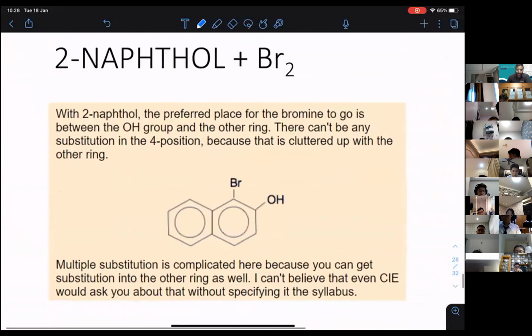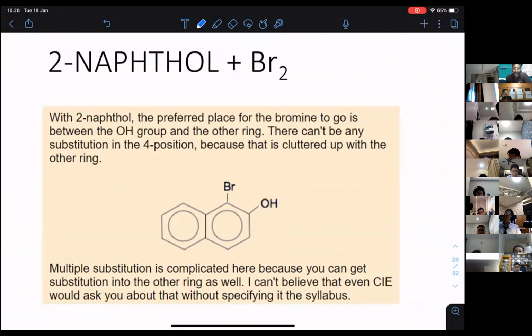And if you look at 2-naphthol with Br2, this is position number 2. Remember, the OH is going to activate positions 2, 4, 6. Position 2 is already taken by the OH, so the next positions are going to be 4, 6. Hold on. For 2-naphthol, the preferred place for the bromine to go is next to the OH group, on the other ring.